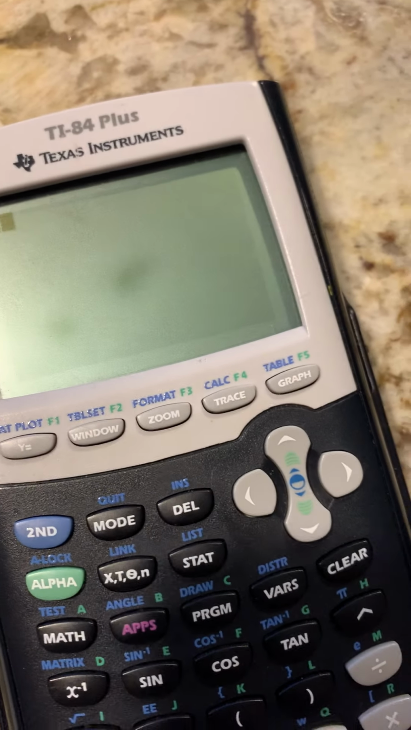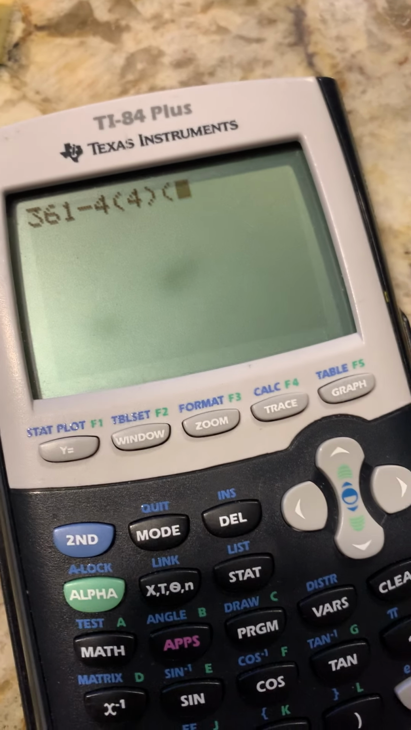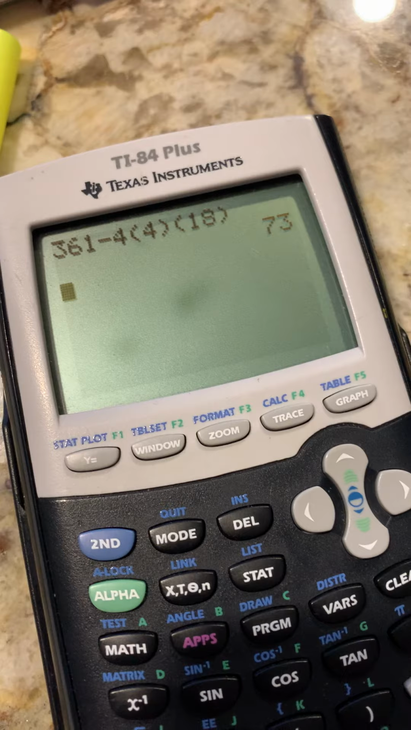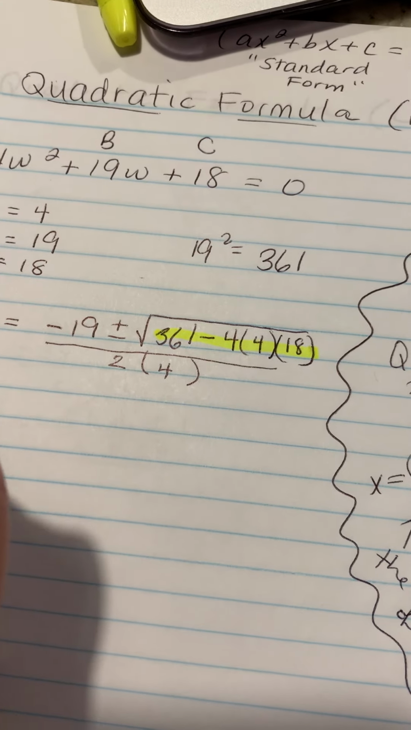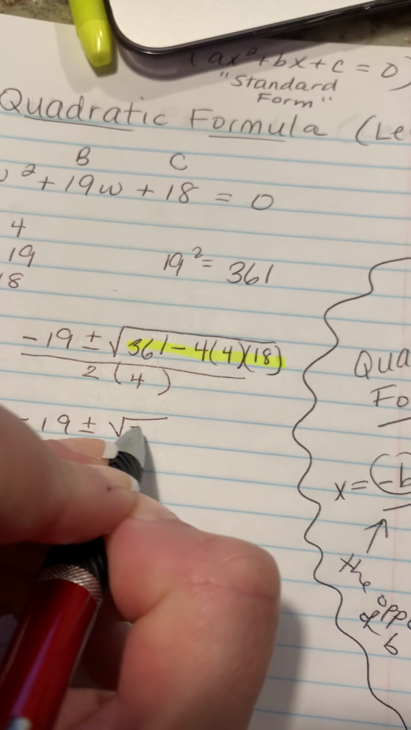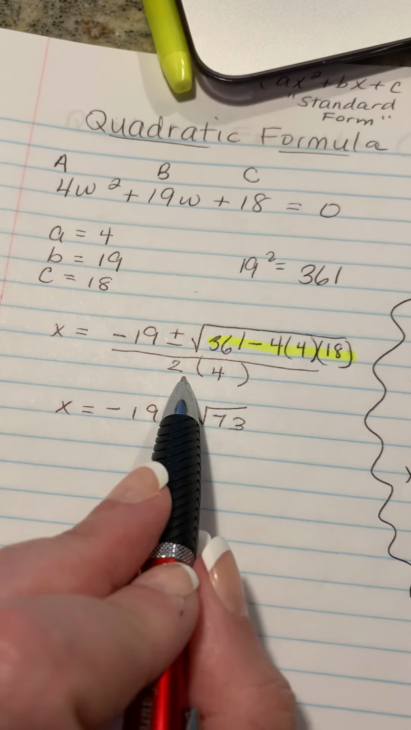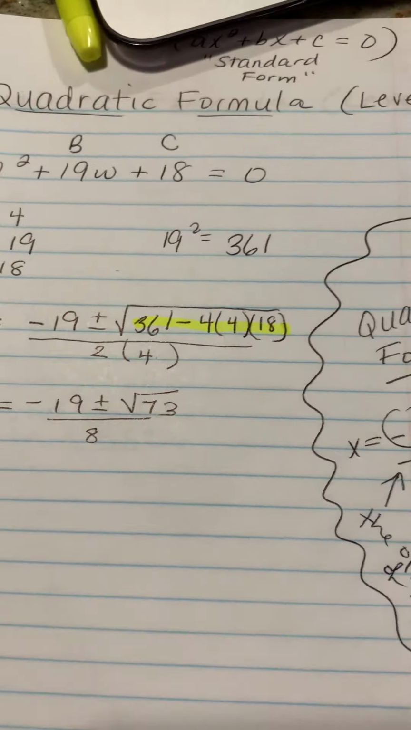So 361 minus 4 times 4 times 18. That's 73. So that's really the square root of 73 there, because when I evaluate what's under the radical, it gives me 73. So this whole thing becomes the square root of 73. Also, I can do 2 times 4. I can do that in my head, it's 8. But if not, I can just use my calculator.